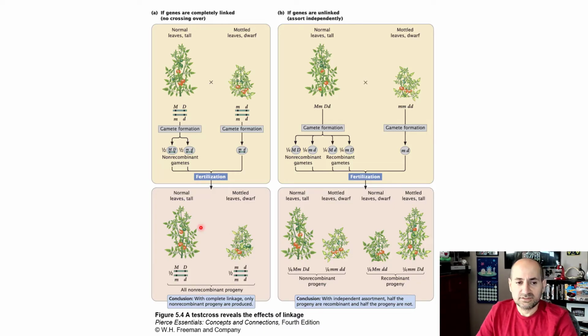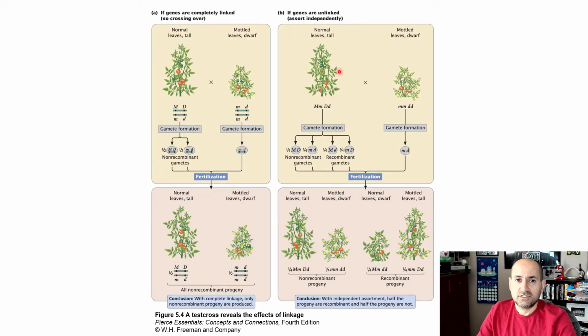Okay, again, this is an example of completely linked genes. And when does that happen? It tends to happen when genes are really close together on the chromosome. Now, if genes are unlinked and they assort totally independently, like I said, if the genes are on different chromosomes, for instance, then you would expect a completely different outcome from this cross.